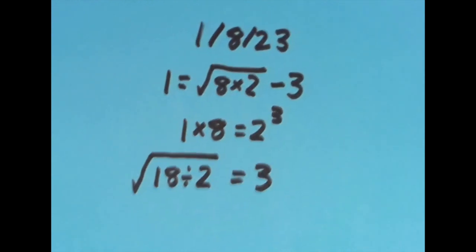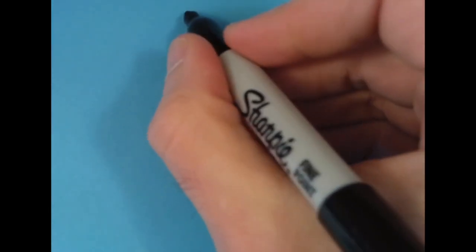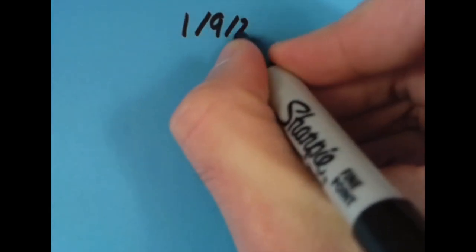Now tomorrow's going to be January 9th, so we can write the date as 1-9-23. So go ahead and see if you can come up with an equation for the digits in this date. I'll do the same thing and share my results in a new video tomorrow.